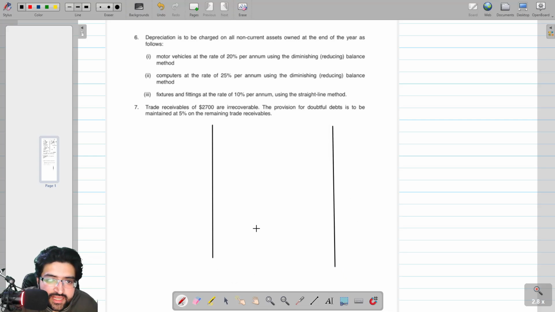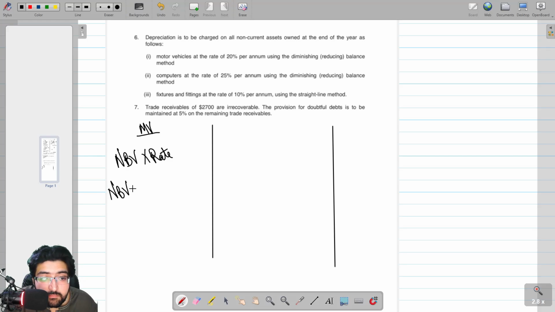Okay, so let's do the working for depreciation of motor vehicles first. This is our rough work, so I can use shortcuts here, right? Reducing balance method. The formula is net book value multiplied by rate. How will I get the net book value? By simply subtracting provision for depreciation from cost.